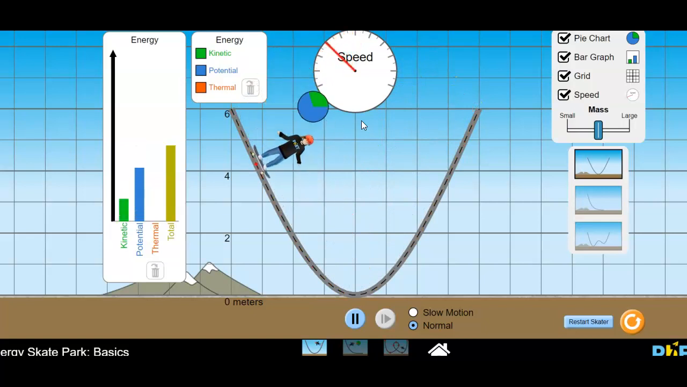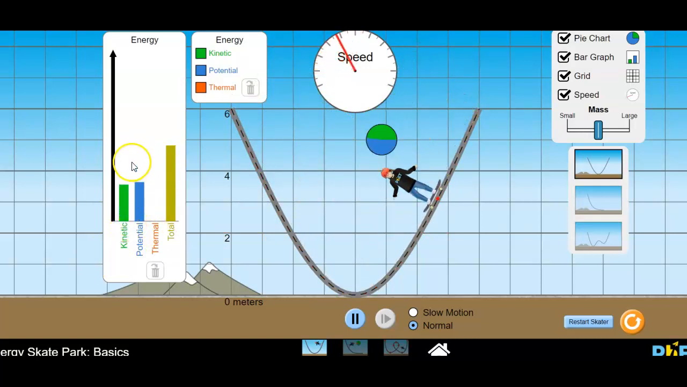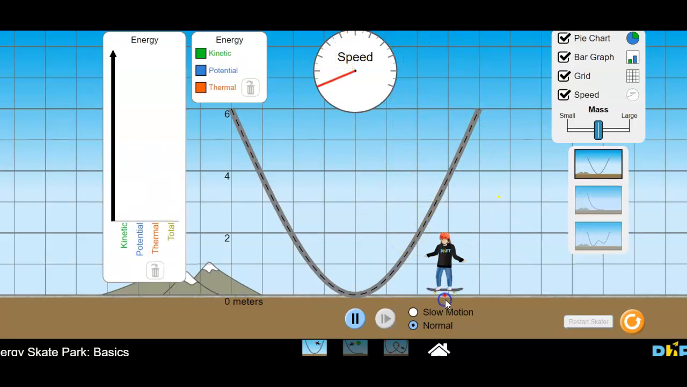Now, the key that I want to point out to you is that you should see the idea of conservation of energy, that the total energy doesn't change. So if kinetic energy goes up, potential energy has to go down by the same amount. The other thing I want you to notice, though, is how do you gain energy? You gain energy by doing non-conservative work.